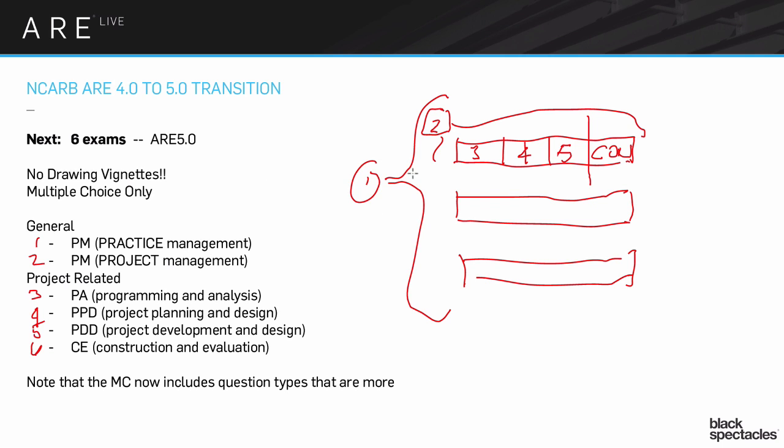So these first 2 are talking in these general ideas. How does the overall practice work? How does the overall project work? And then the next 4 are really a timeline of the project. So it is very much trying to be a better distillation of what it's like to be an architect. That's really the whole thing behind all of these changes, is that they're trying to make the exam represent the process of being an architect better.